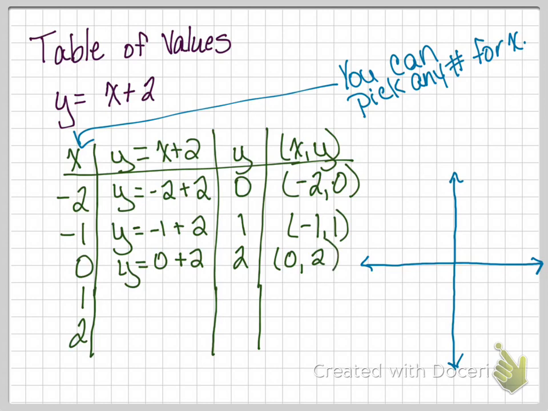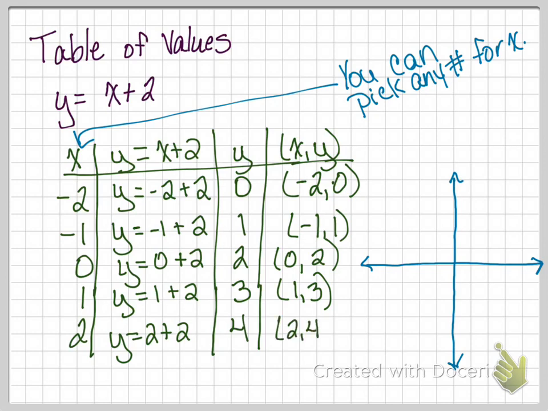Okay, now I'm going to plug in 1. So I have 1 plus 2, which is? 3. Good. So my ordered pair is? 1 and 3. You got it. And then our last one, hopefully we got 4, and my ordered pair is 2, 4.